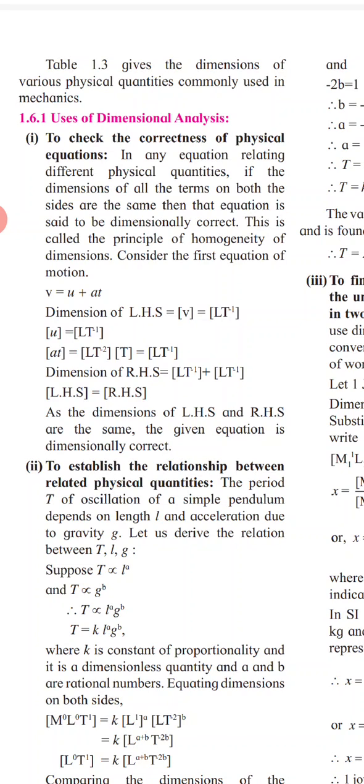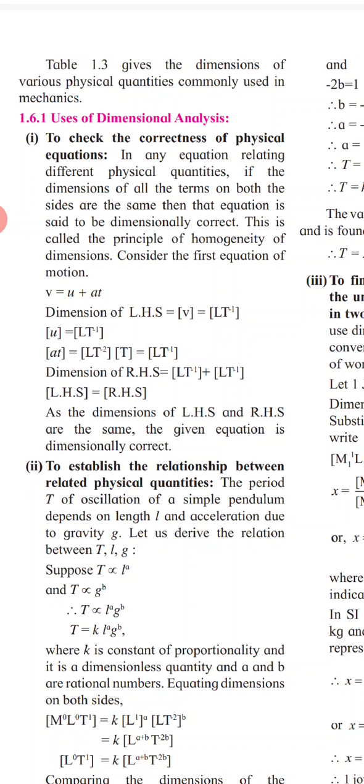In any equation relating different physical quantities, if the dimensions of all terms on both sides are the same, then that equation is said to be dimensionally correct. If LHS is equal to RHS, then that equation is dimensionally correct. This is called the principle of homogeneity of dimensions. So consider the first equation of motion, one of the kinematical equations of motion: V = U + AT. The dimension of the LHS, only V, velocity, will be L T^-1. For U, that is also velocity, L into T^-1.